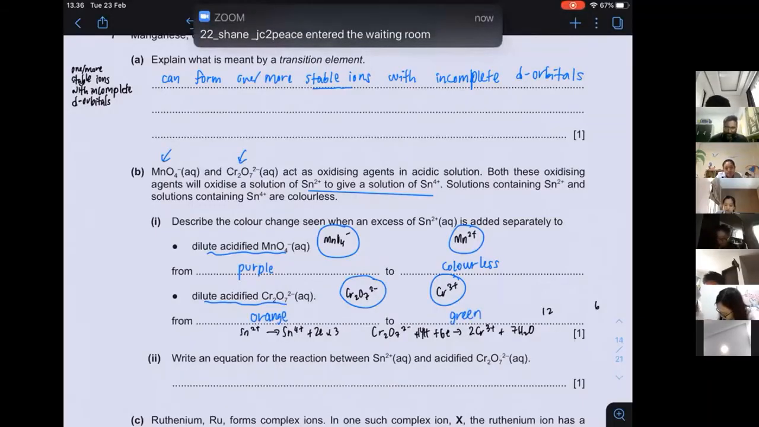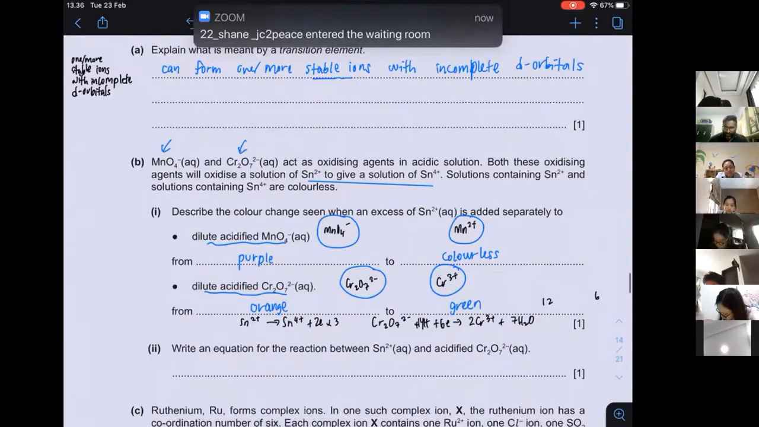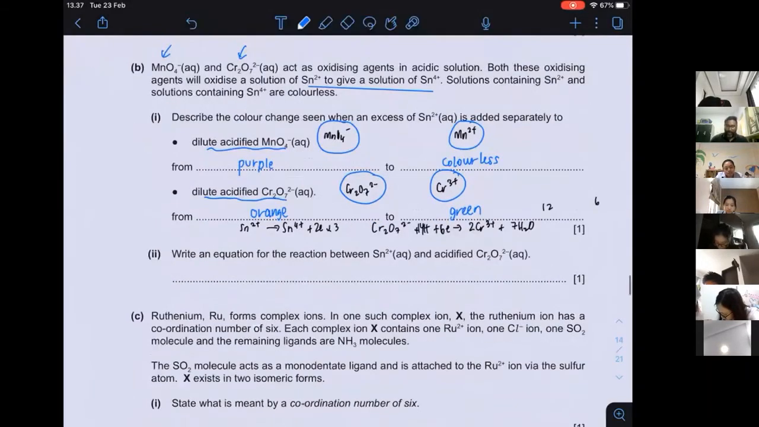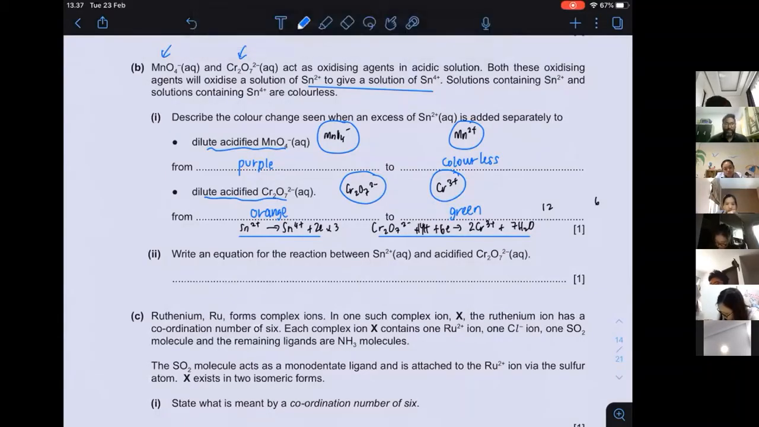Now write an equation for the reaction between Sn2+ and acidified potassium dichromate. To help you write, I have written in advance: Sn2+ becomes Sn4+ plus 2 electrons. This one you should be able to write down, no need to refer anywhere. But if you really cannot, you are given your data booklet. You can get it from there, but you shouldn't be looking at the data booklet. I think you should know. Cr2O7 must give you Cr3+.